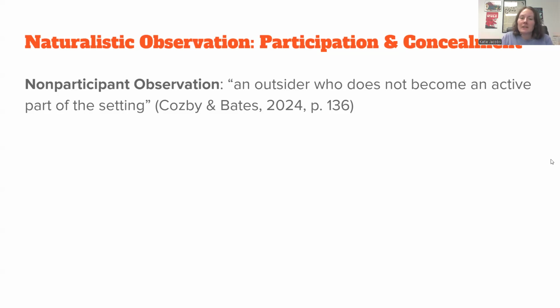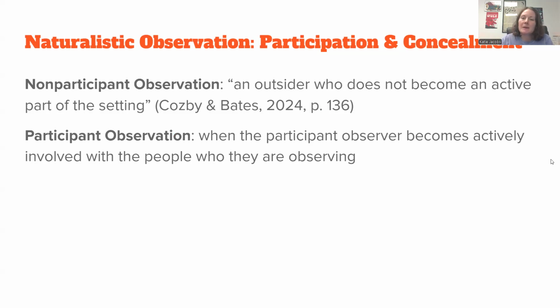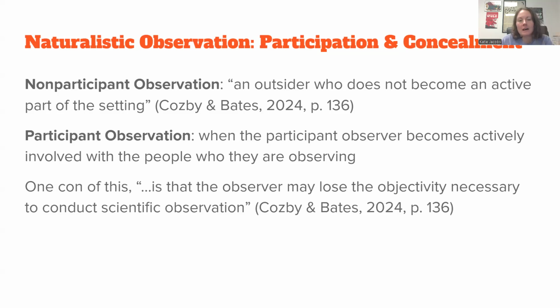Now, participant observation is a little bit different. This is when the participant observer becomes actively involved with the people who they are observing. And these things give you different things, right? So once you become a friend with someone, that changes the relationship. So some people would say that a con of that might be that they lose the objectivity necessary to conduct scientific observation. People who do quantitative research would say that this isn't really doing research at all, that it's very biased and things like that.